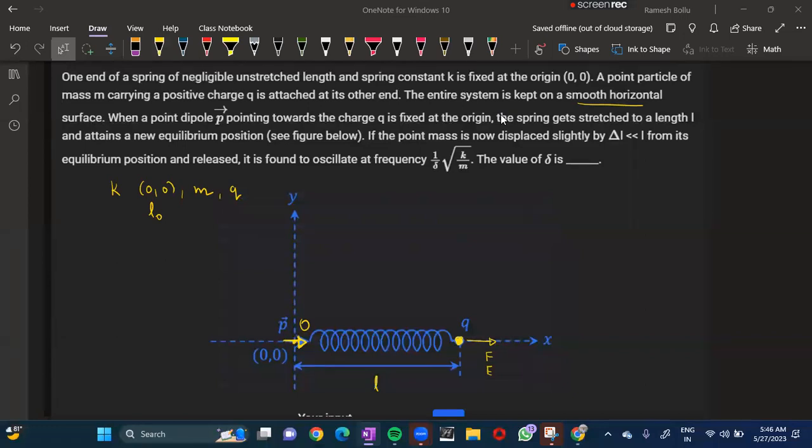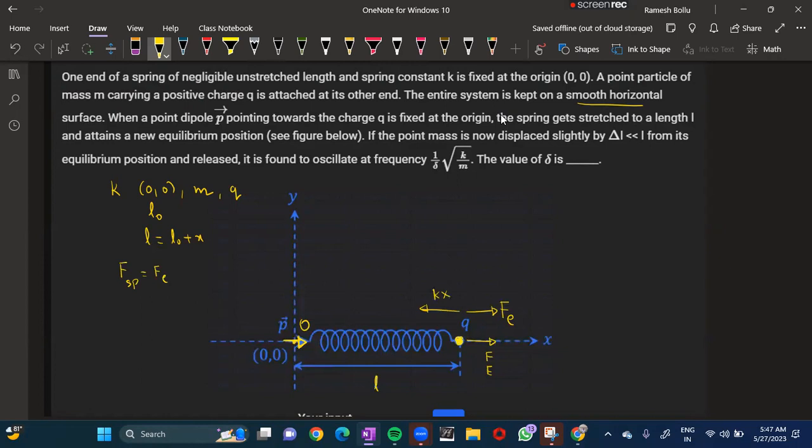So both the dipole and the point Q are in the same state of rest only. Suppose you take the point Q, how many forces are acting? Repulsive electrostatic force by the dipole and the pulling force by the tension, I mean the spring. X equal to elongation. Are you understanding? Now new length equal to L naught plus X. Now I can write the spring force equal to electric force.